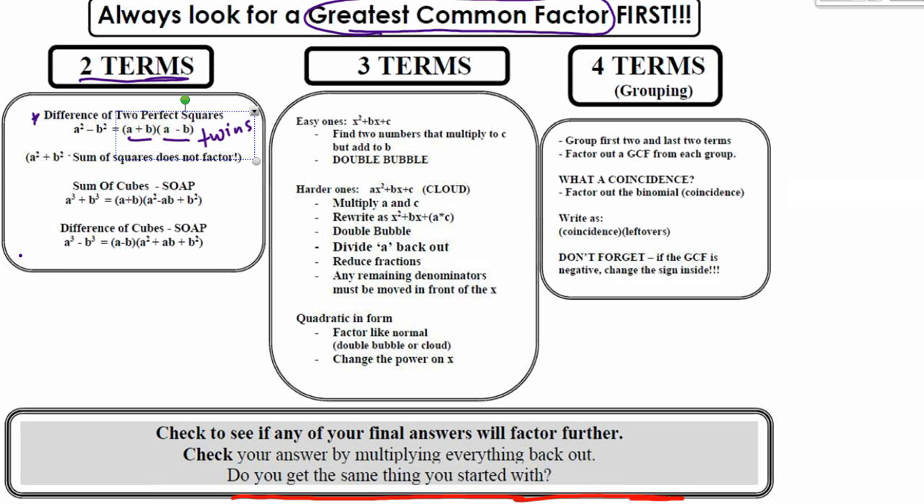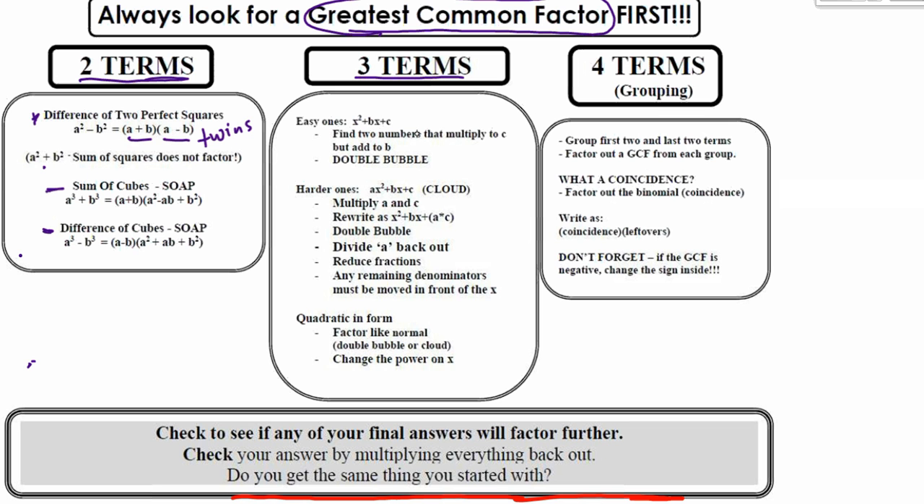If it's a sum of squares, if it's not a minus in between, then it's not going to factor using that difference of squares. These guys right here, sum and difference of cubes, we haven't talked about those yet. I'll talk about them when we get into bigger equations that we're going to be solving.